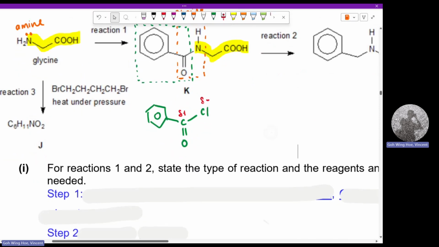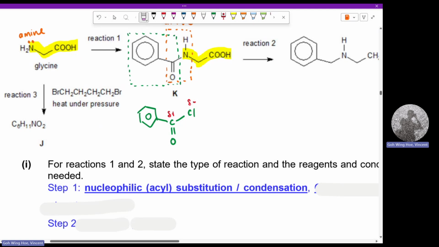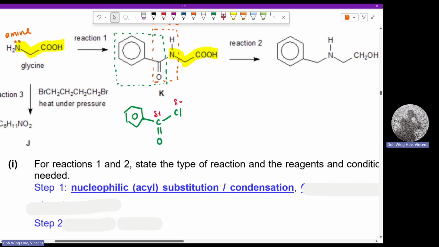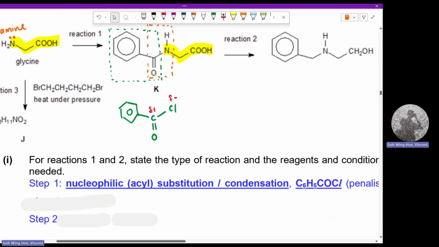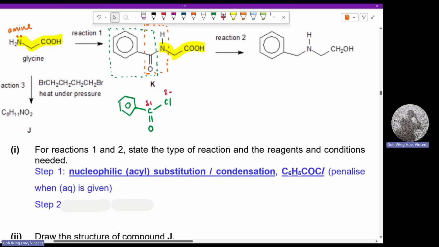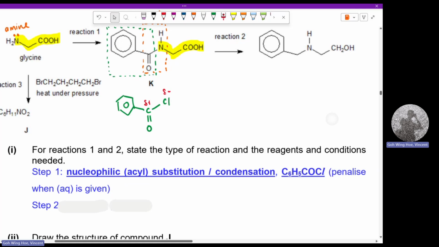So for the type of reaction, there are two possible answers. Either you state it as a nucleophilic substitution or nucleophilic acyl substitution, or alternatively, you can state it as a condensation reaction. The reagent I've mentioned already is your benzoyl chloride. And here it's important that you avoid mentioning aqueous, or if the system has an aqueous media given, you would not be able to use the acyl chloride properly because your acyl chloride will readily hydrolyze in any aqueous medium as well. So do take note of this.